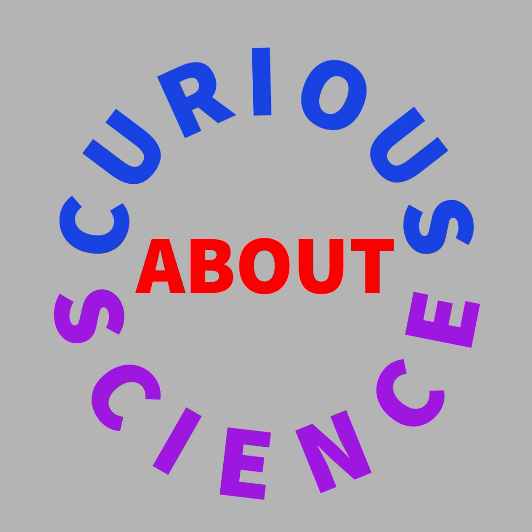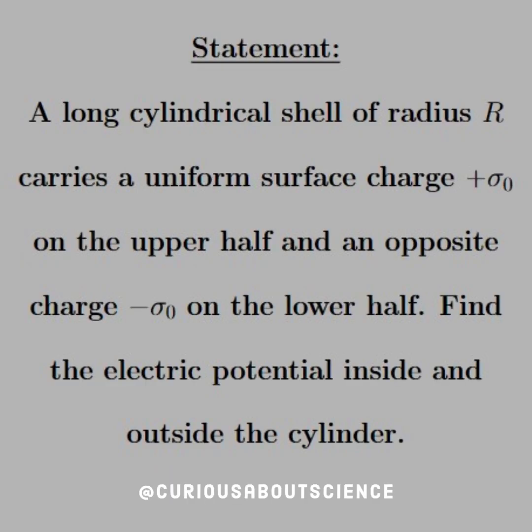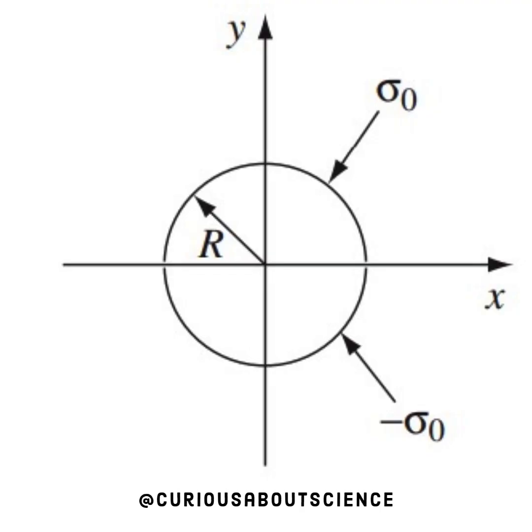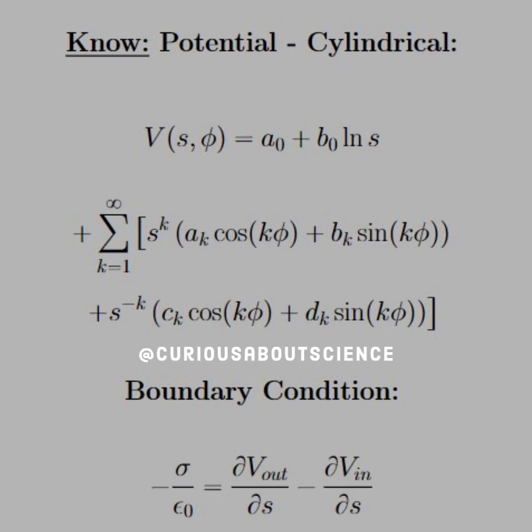The statement reads: a long cylindrical shell of radius R carries a uniform surface charge plus sigma naught on the upper half and an opposite charge minus sigma naught on the lower half. Find the electric potential inside and outside the cylinder. We know that the potential should have the form of this from solving Laplace's equation in cylindrical coordinates. As always, there goes our favorite boundary condition.